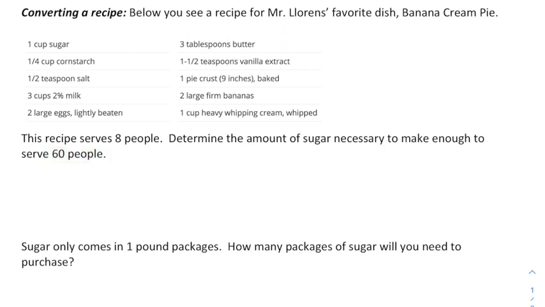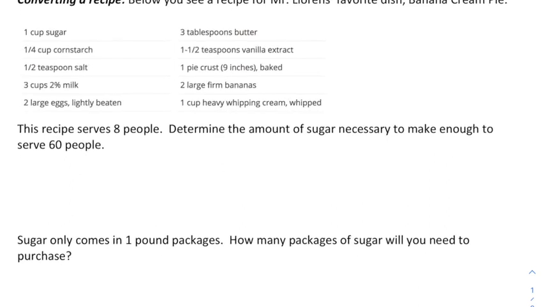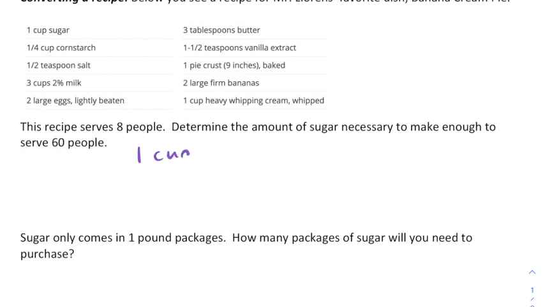So let's do that for one item on the list. They want us to determine the amount of sugar necessary to make enough for 60 people. So this is an 8-person recipe up here, and we want to convert it to figure out how much sugar is necessary for 60 people. So what we're going to do is set up a proportion. We're going to take that 1 cup of sugar that we know we need to serve 8 people, and we're going to convert that to determine how many cups we need to serve 60 people.